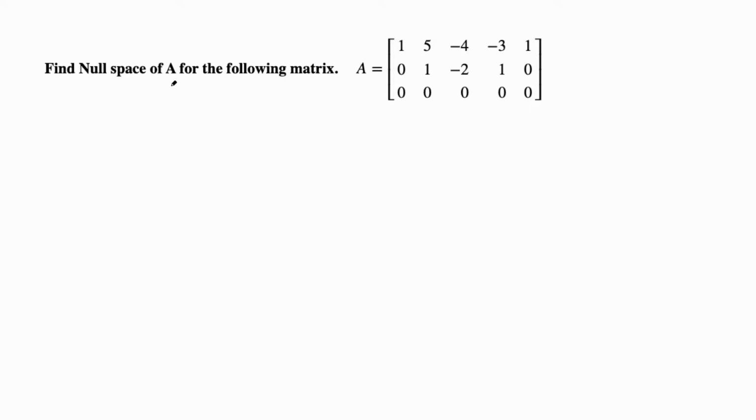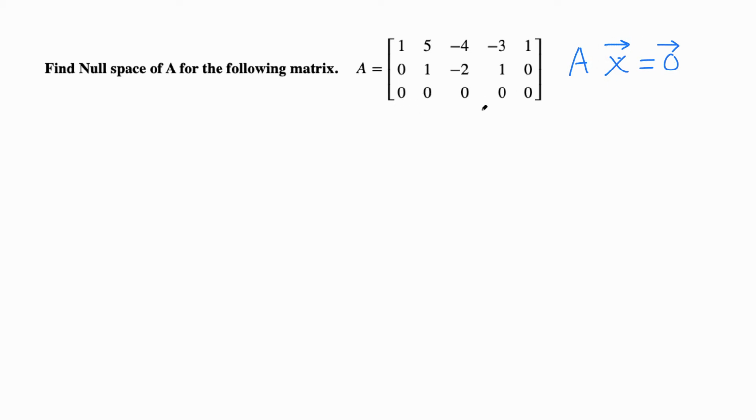Find the null space of A for the following matrix. So we got a matrix A here. We need to determine its null space. That means we want to find all vectors x such that when we apply A, they are mapped to 0. Ax equals 0. So we are trying to find this.